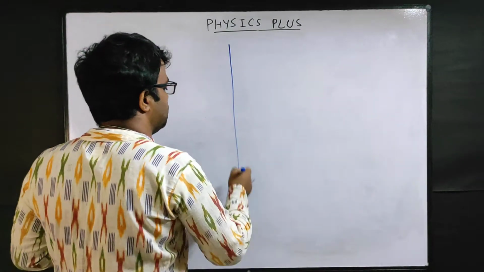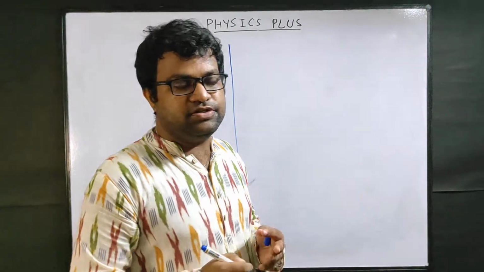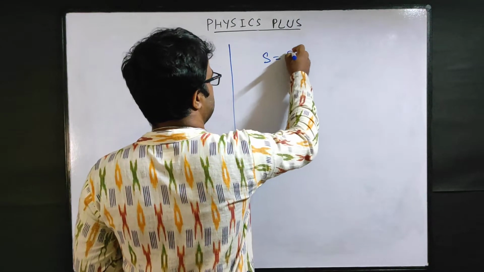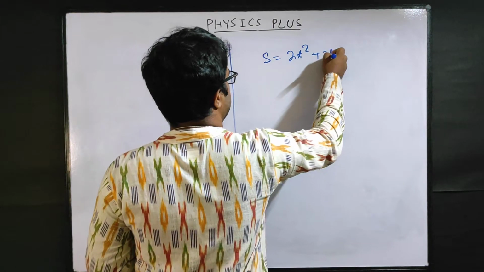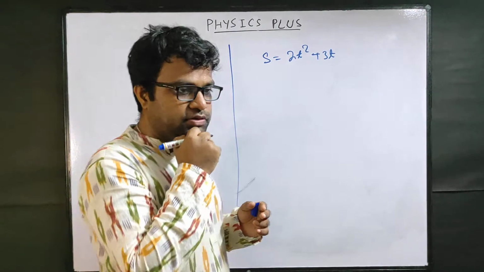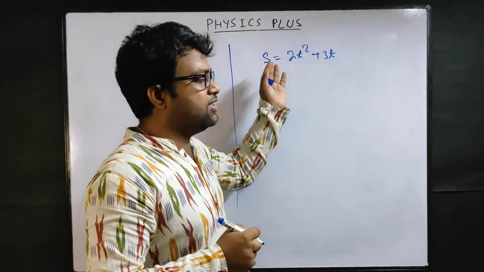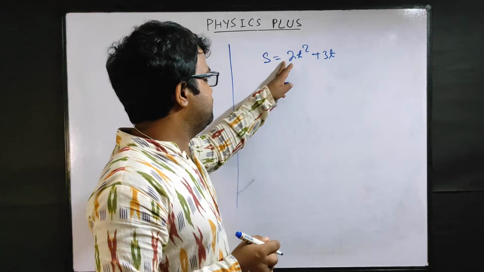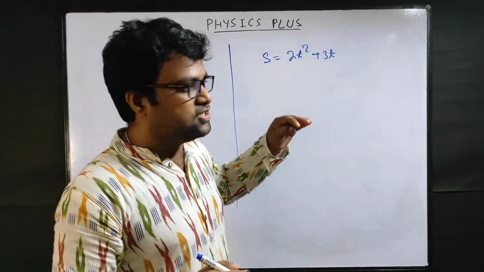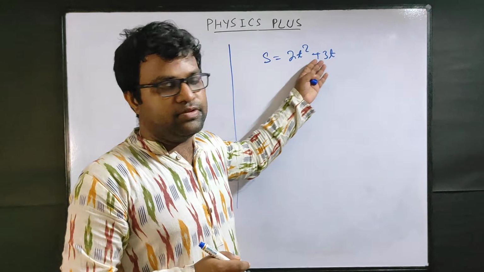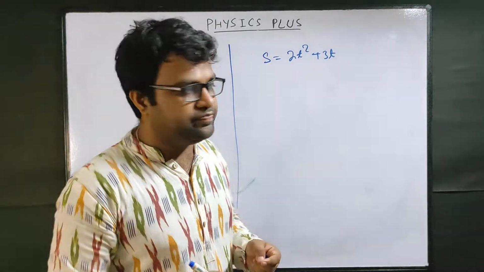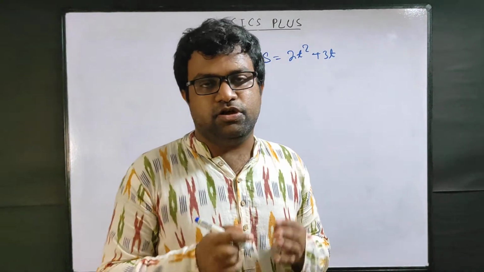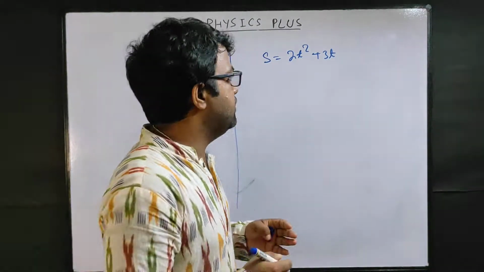So what is the meaning of differentiation? Differentiation means suppose a function s is given, like 2t square plus 3t. Instead of a constant number like a displacement of 200 meter, if the displacement is given in terms of the variable t, or a function of t, then for a different time you will get a different displacement. Your object will cover a different displacement, right?